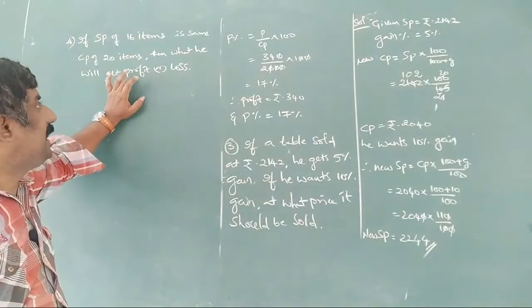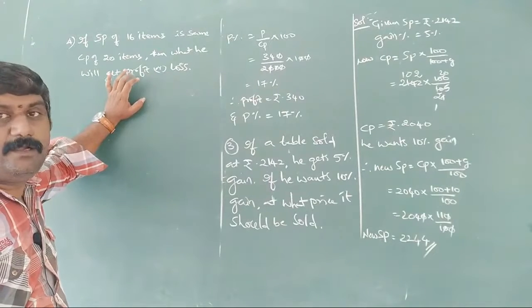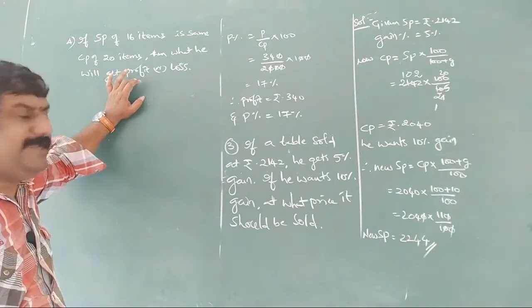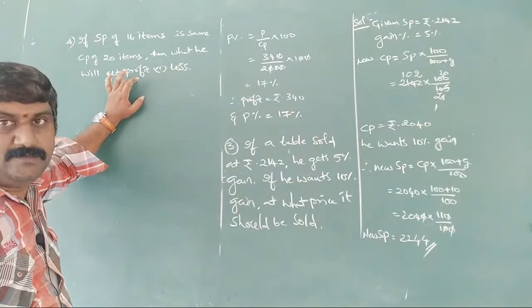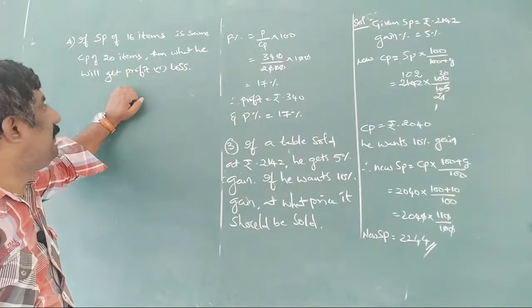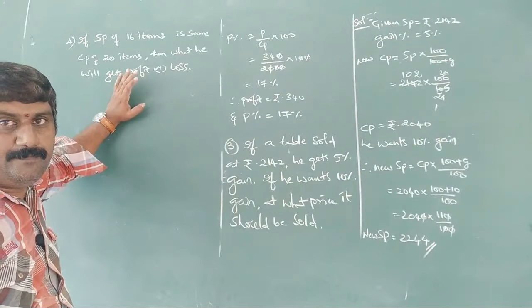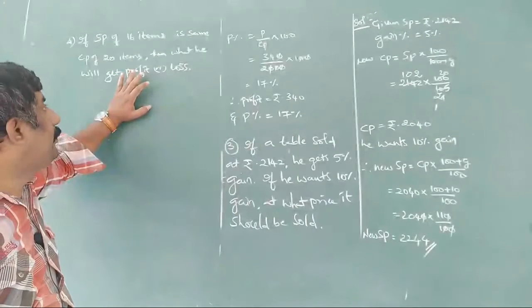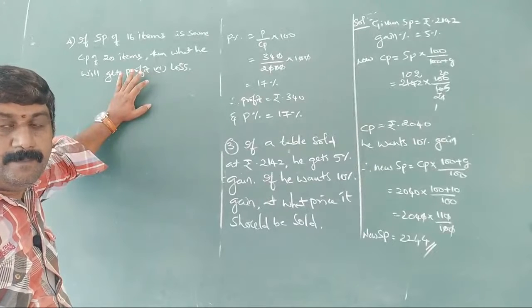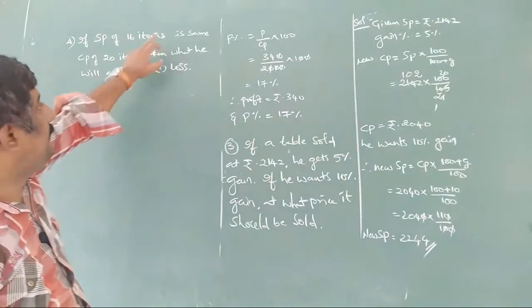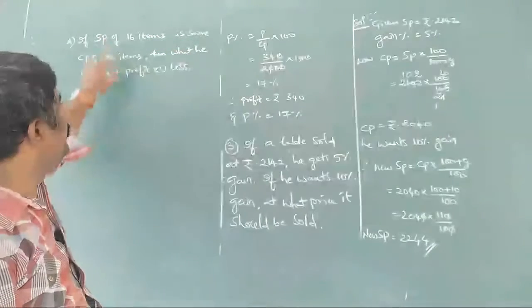SP of 16 items is same as CP of 20 items. SP is nothing but selling price, CP is nothing but cost price. Then what will he get, profit or loss? First of all, we don't know how much the amount he is going to get here. But he is telling that this is the same as this one. These both are same.